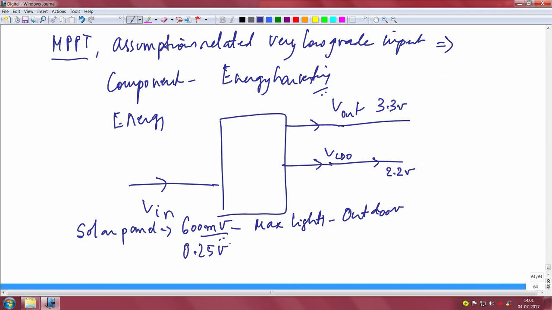I will say 0.25 volts as the minimum input lighting condition. This would be typically indoor.